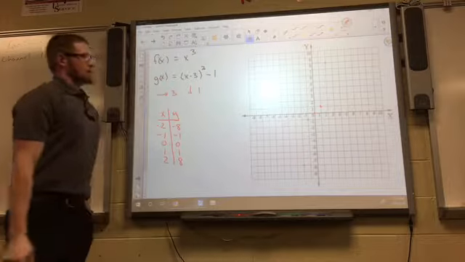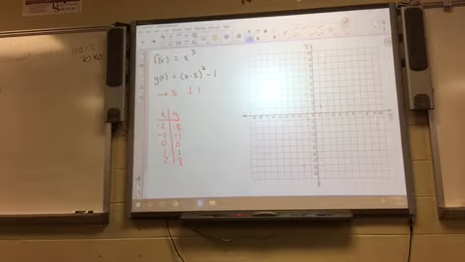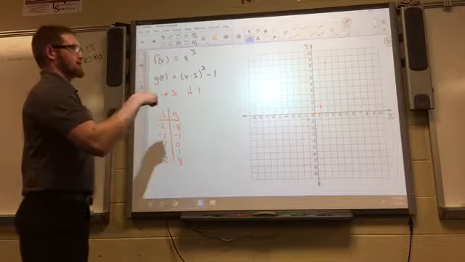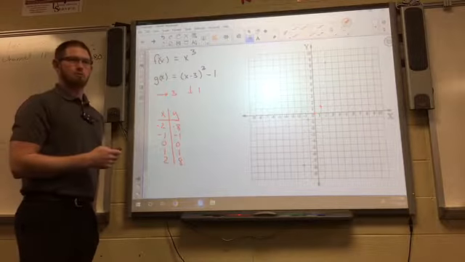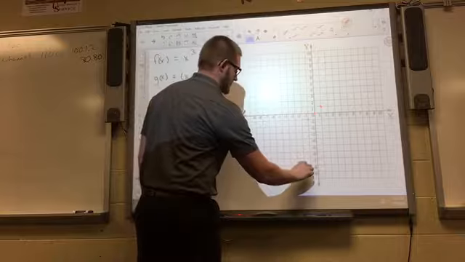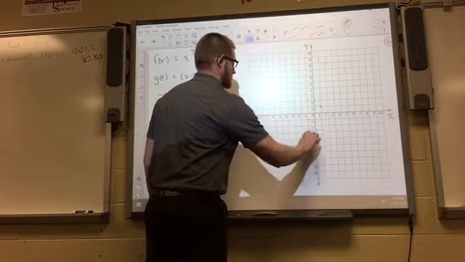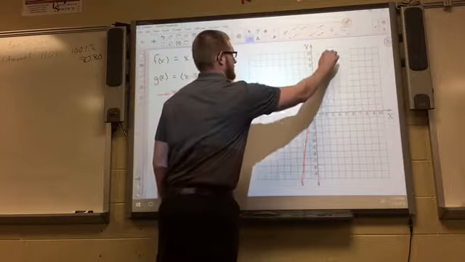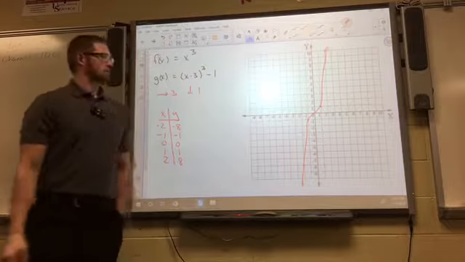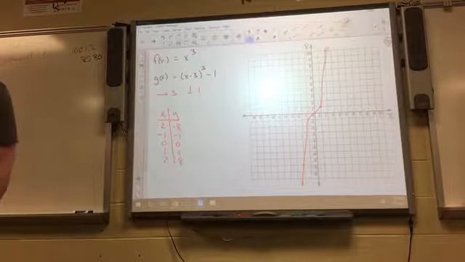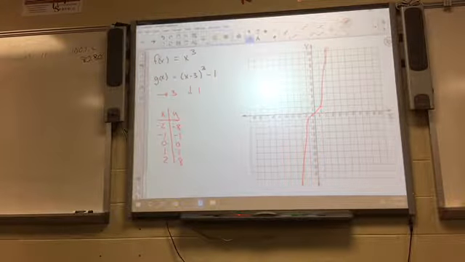Since it's a cubic, and this was before break, we do know that it should have an S shape of some form, right? So just do your best here. It doesn't have to be perfect. Again, on your assignment online, you're just going to be selecting the correct graph, right? You're not actually going to have to draw it out.